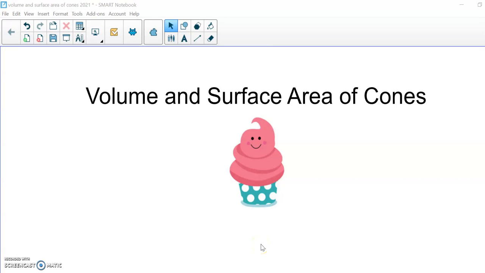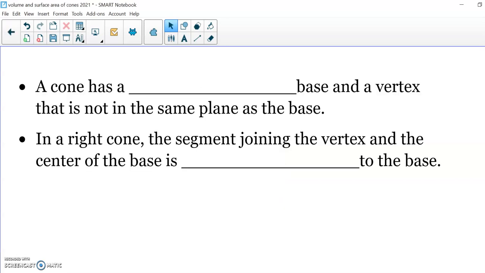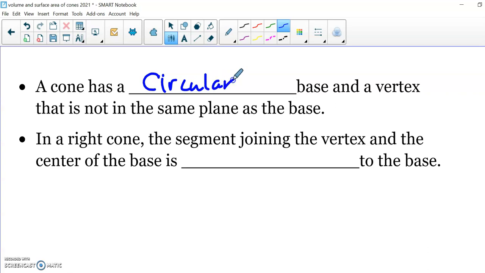This is honors geometry. We're going to do volume and surface area of cones. Okay, just as a reminder what a cone is, it has a circular base, of course, and a vertex that's not in the same plane as the circle.